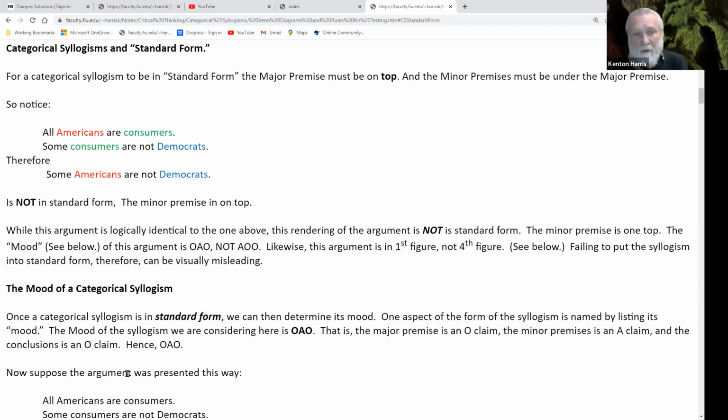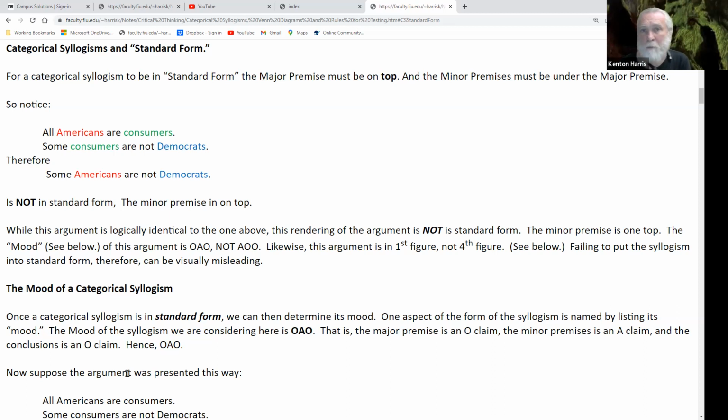So all Americans are consumers, and then saying some consumers are not Democrats, therefore some Americans are not Democrats. Notice that syllogism is a categorical syllogism, and it is logically indistinguishable from the syllogism we just looked at. However, this syllogism is not in standard form. Why not? Because the minor premise is on top and the major premise is underneath. Well, you can't do it that way, right?